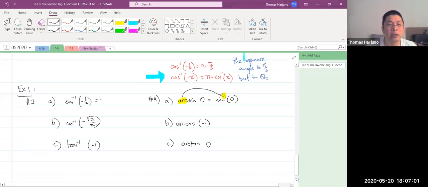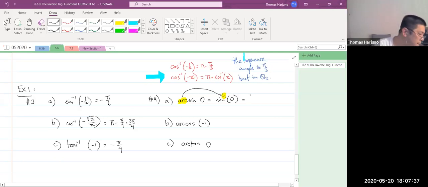Number 2a, this is negative of sine inverse 1/2, which is negative pi over 6. How about this one? This is pi minus the reference angle, which is pi over 4, so that's 3 pi over 4, quadrant 2, right? And tangent inverse of negative 1 is negative pi over 4. Now, how about sine inverse of 0? How about arc cosine of negative 1?